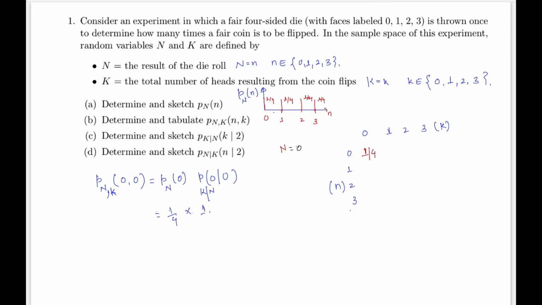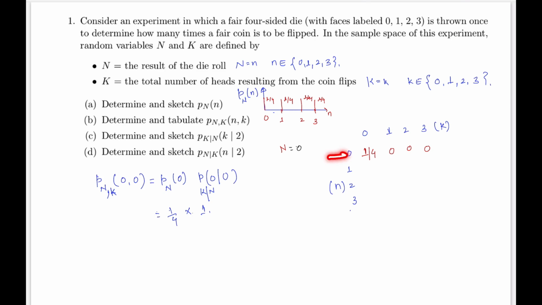Let's proceed further, and this probability will be 0. I think we are good there, right? Because there is no question of asking that on the throw of the dice you have got 0 and you will get 1 head, right? Because that will be an impossible event.